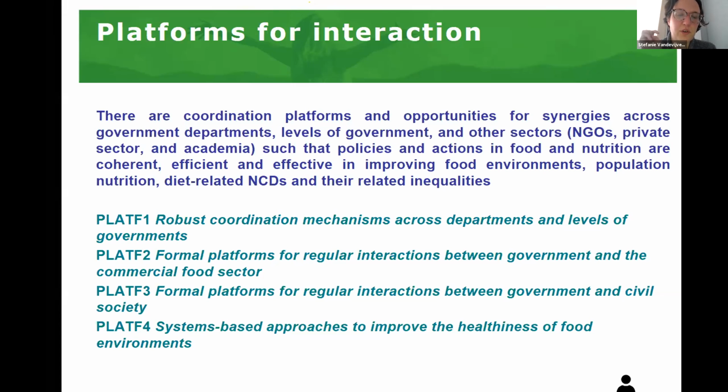And then the last indicator is potentially a hard one, because there's only a few places in the world that really have such an approach, but it's looking whether government is implementing a systems-based approach to improve the healthiness of food environments.